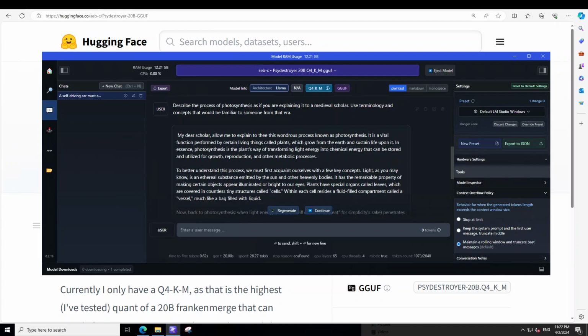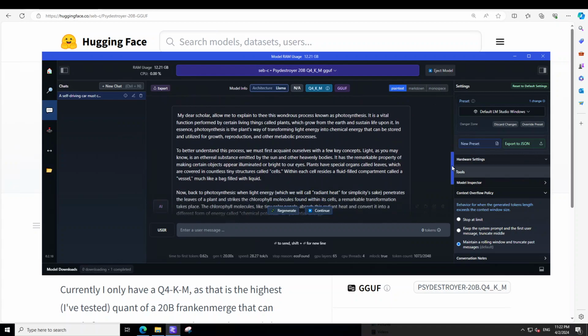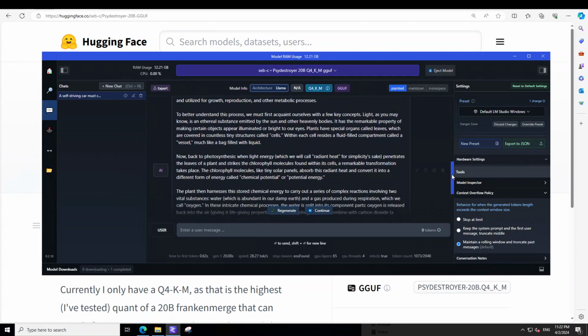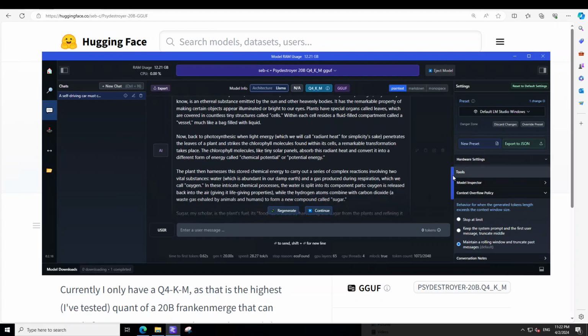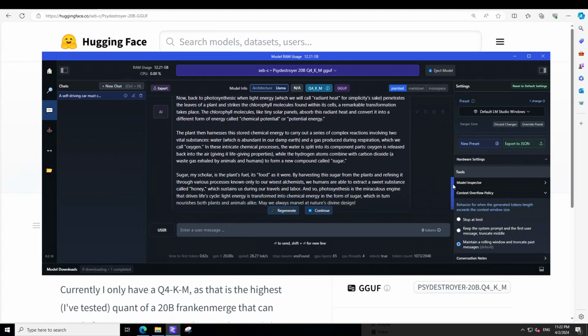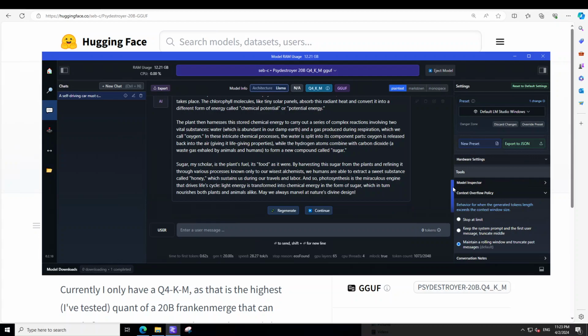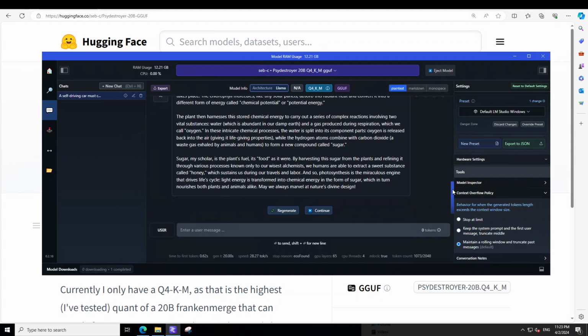No, it's not using the modern scientific language. And then, "To better understand, we must first acquaint ourselves with a few key concepts." It's talking about light as an ethereal substance, and then it is talking about a vessel, a bag filled with liquid, and then it is talking about radiant heat, but it is introducing it. So as you can see, very, very intelligent response. It is not really going away from the subject.